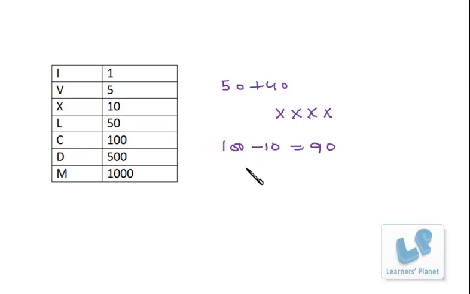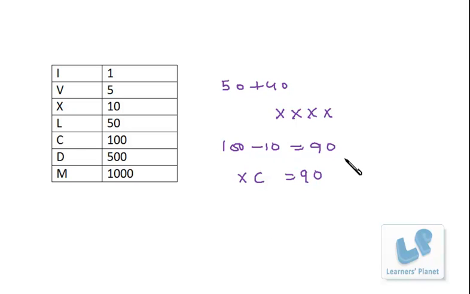And how do I do that? If I write X before C. See what C is? C is 100. So if I write X before C, it will give the difference of 100 and 10, and that is 90. So how do I write 90? It is XC. Okay.